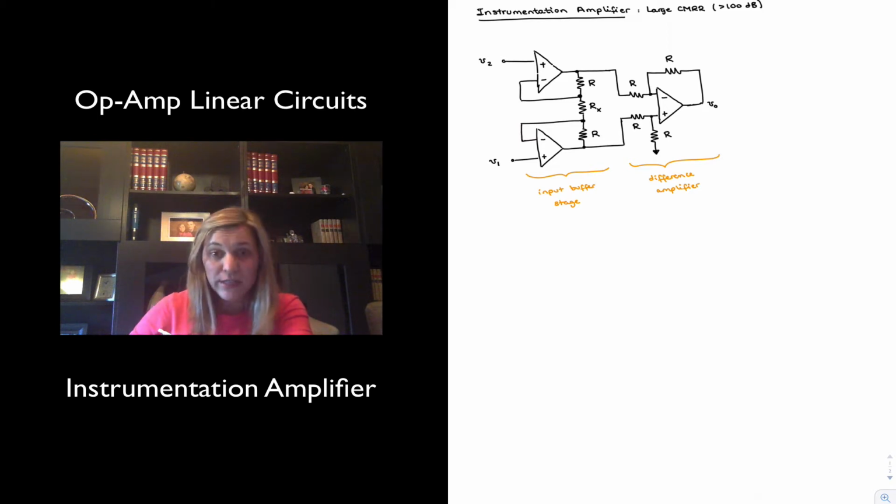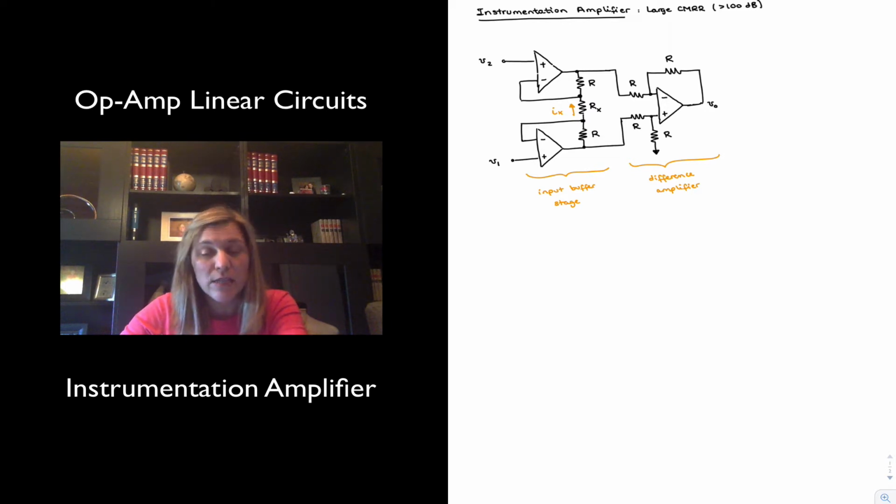Now, if we look at the circuit and we try to come up with an expression for the output voltage in terms of input voltages V1 and V2, we can start by labeling the current flowing through the Rx resistor. Notice all resistors are of equal value R except for this resistor R sub X. We're going to refer to it as the gain setting resistor, and we'll see in a second why.